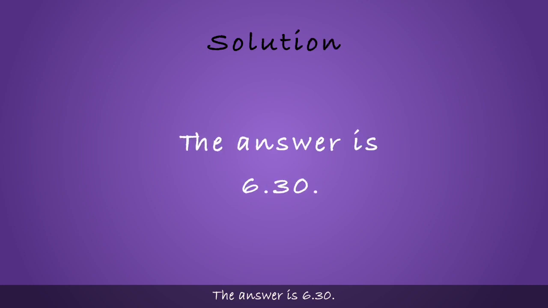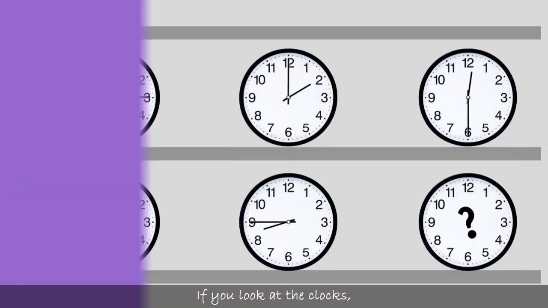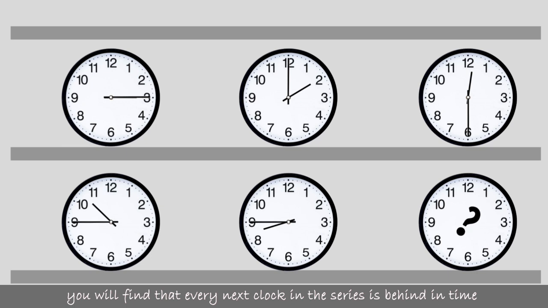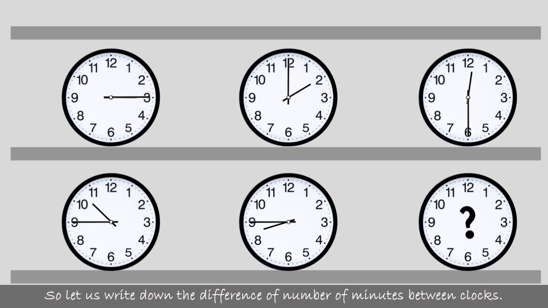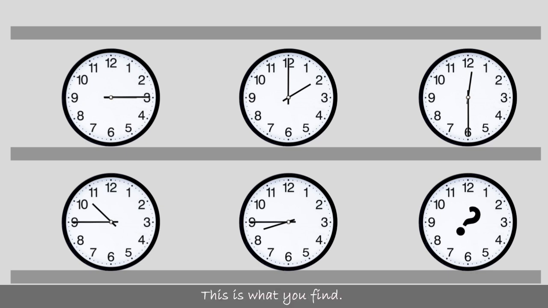The answer is 6:30. If you look at the clocks, you will find that every next clock in the series is behind in time to the previous clock. This way it would be easy for you to calculate. So let us write down the difference of number of minutes between the clocks. This is what you find.